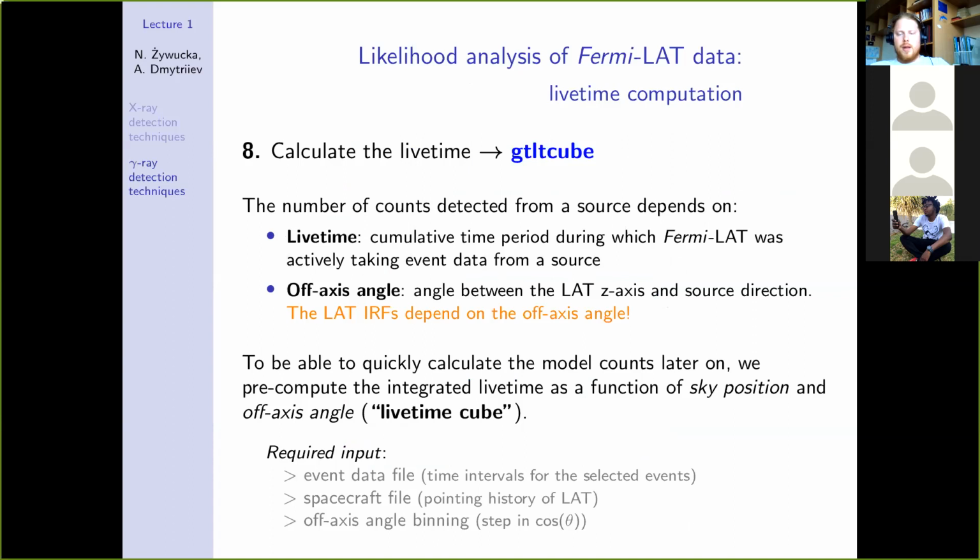What is lifetime? It's the total duration of observations. First I need to explain: we have our LAT instrument and we observe a source, and how many counts do we get from the source, how many counts will the detector measure? It depends on the flux, right?